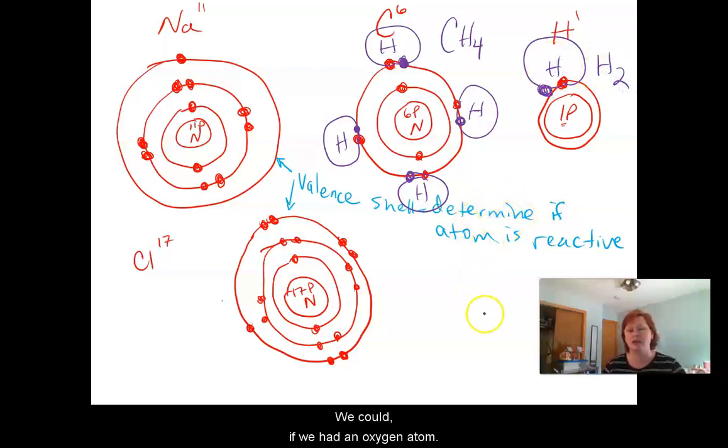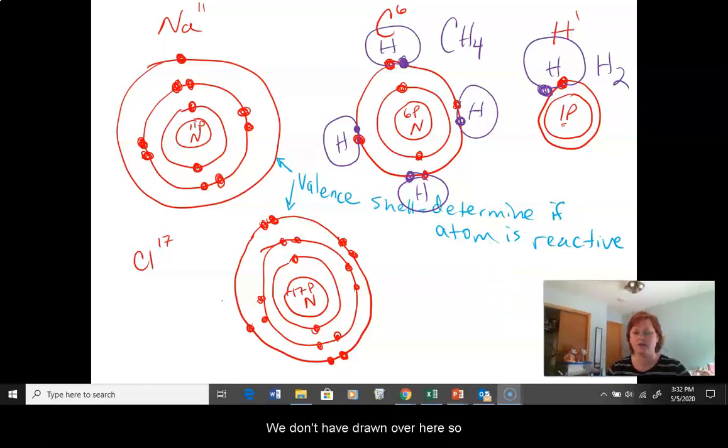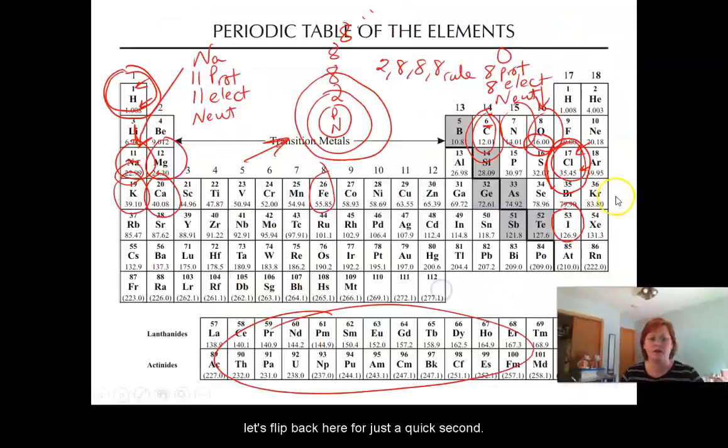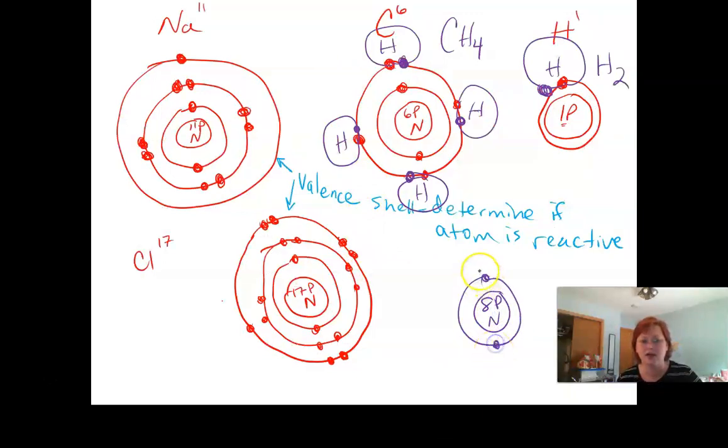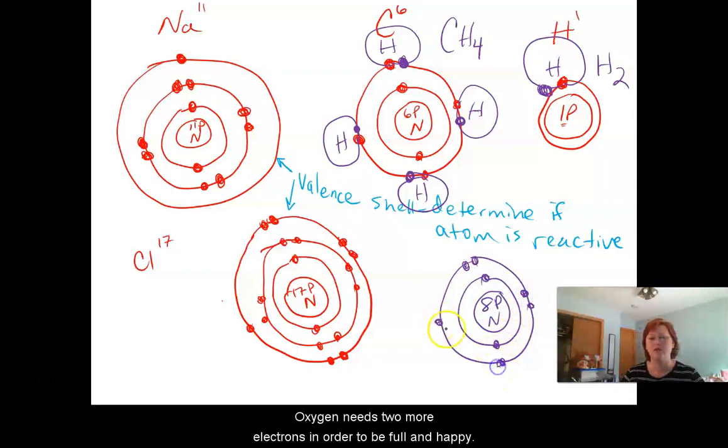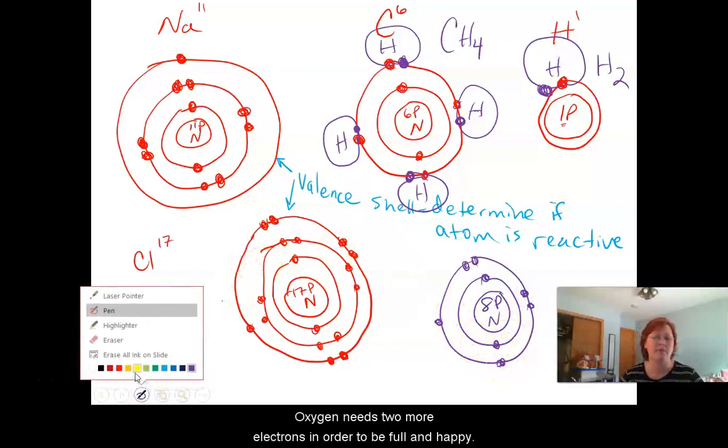If we had an oxygen atom, which we don't have drawn over here, let's flip back for just a quick second. Oxygen has 8 protons. So let's draw an oxygen atom really quick. It's got 8 protons, some neutrons, which means it's going to have 8 electrons, 2 in the first shell, 3, 4, 5, 6, 7, 8. Oxygen needs 2 more electrons in order to be full and happy.